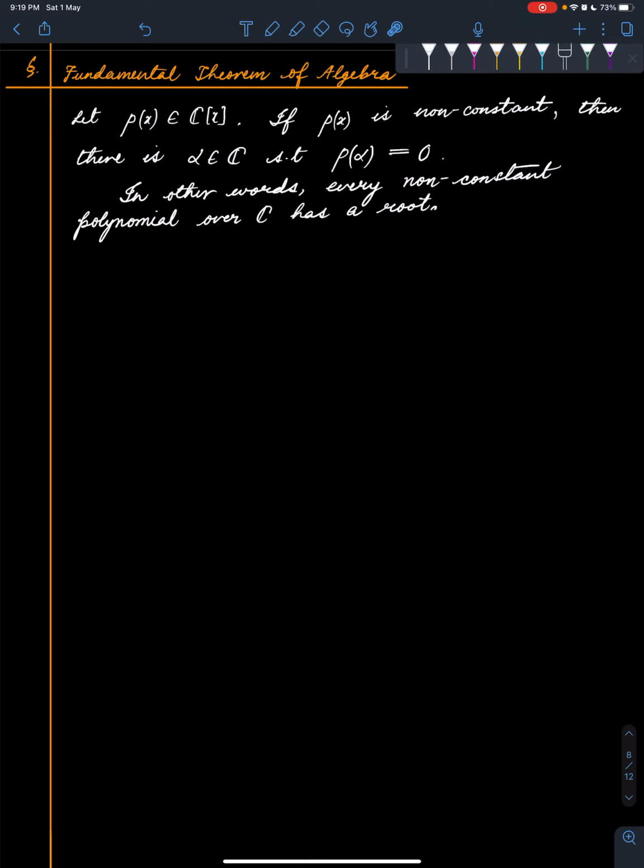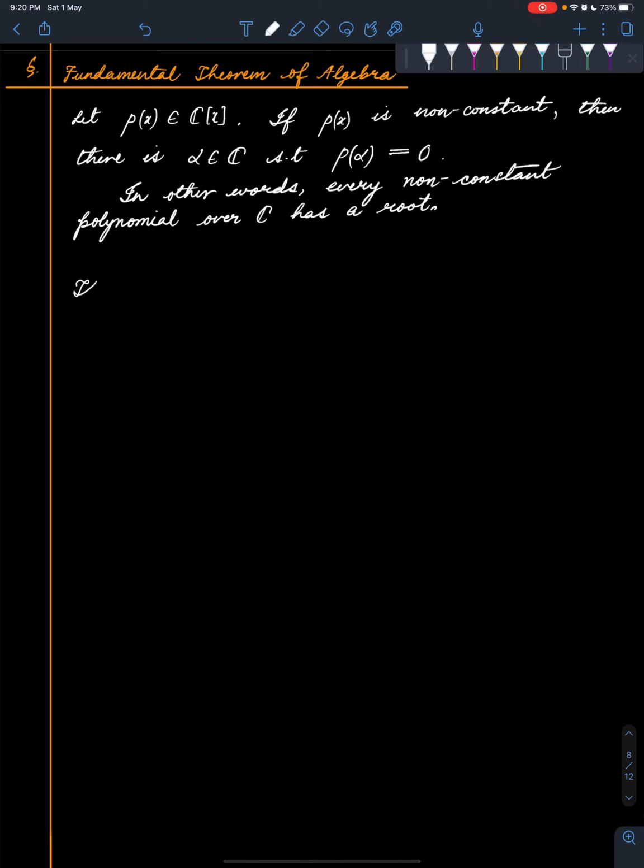So a root of a polynomial is a scalar, meaning suppose your polynomial was over some field F, then a root of that polynomial is any member of that field, such that if you evaluate the polynomial on that scalar, then you obtain 0. Any such thing is called a root. And the fundamental theorem of algebra says that every non-constant polynomial over complex numbers has a root.